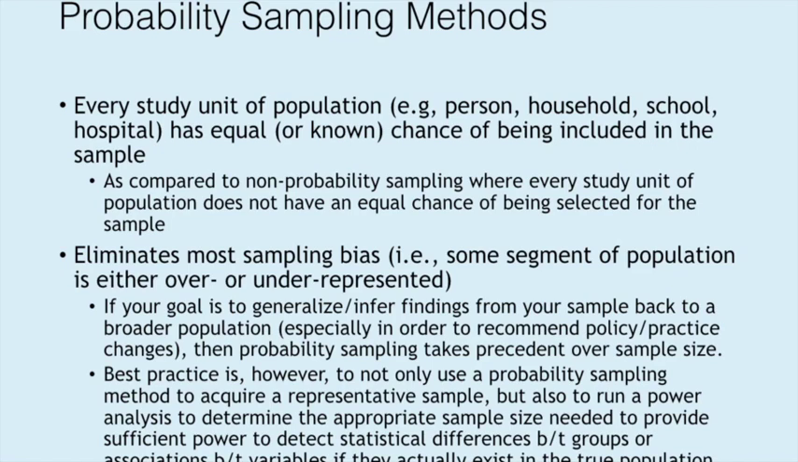But best practice is to not only use a probability sampling method to find a representative sample, but to run a power analysis to determine the sample size needed for sufficient power to detect differences between groups, if they truly exist in the population. For more about sampling methods, you can look at this socialresearchmethods.net site. They have really great information there.